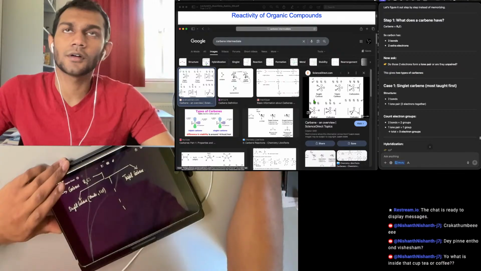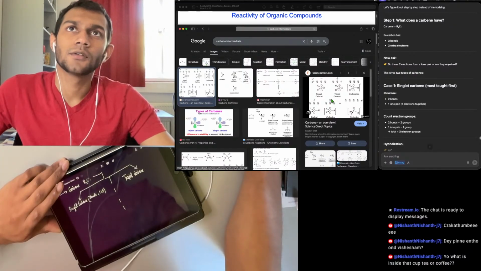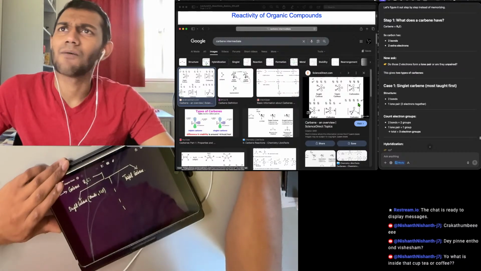Radical, we got one on the p orbital. Carbocation, we got one empty p orbital. Carbanion, we got sp3 orbital filled. Wait, these are the same carbanion? Why? Oh, it's either 3 sp2 orbitals filled with the p orbital filled, or it's 4 sp3 orbitals filled. Why? What?